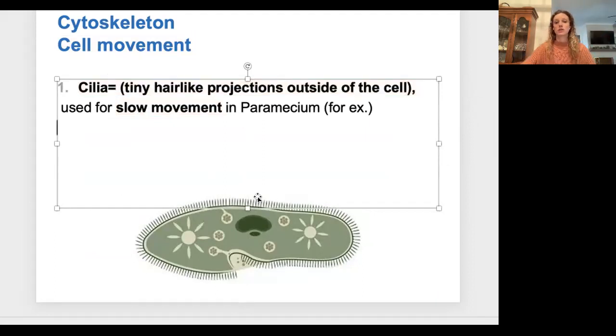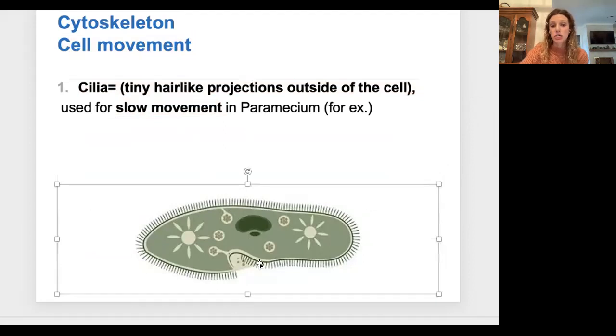So cilia are like these little whiskers on the outside of the cell. They allow it to just float with the ocean, going with the waves, kind of like a flat fish going with the current. And it's just for very slow, gradual movement of the cell.